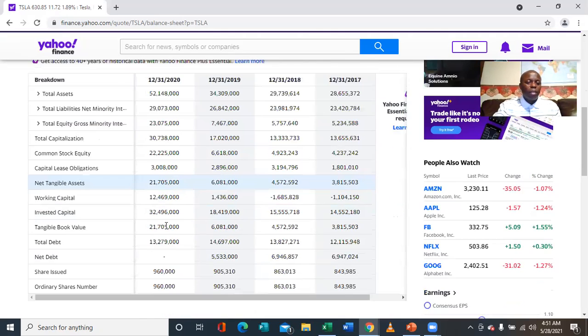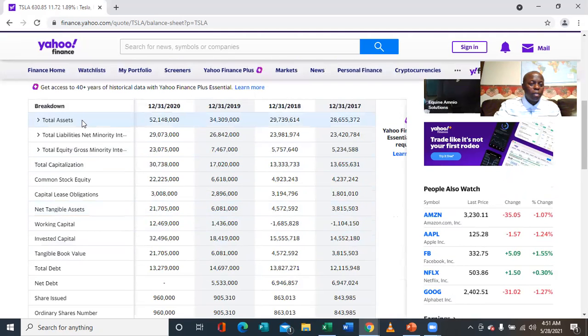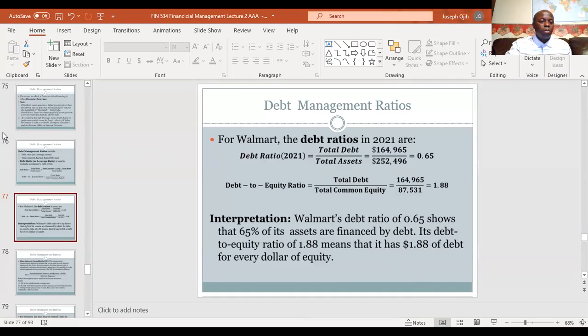So we have total debt, which is 13,279,000. Total assets is, right here, 52,148,000. Now we can put all this information together. It will tell us which company has more debt than the other. Let's go back to the Excel spreadsheet, put this information in, and then calculate.